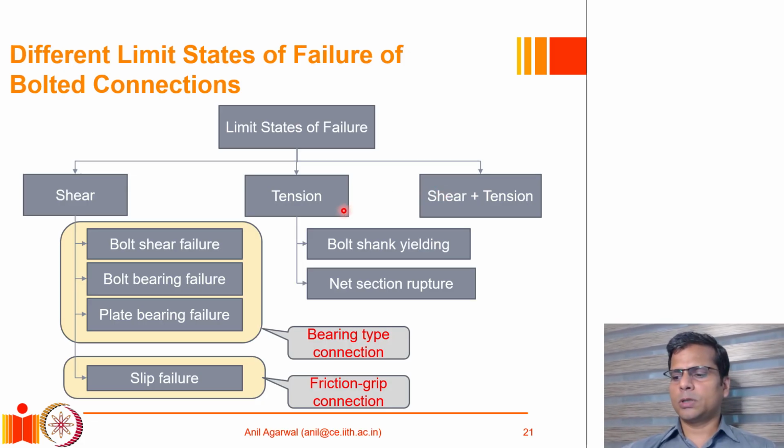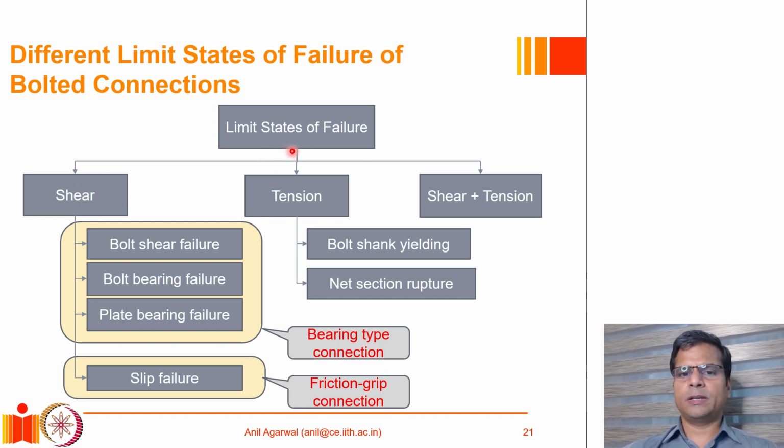Now we will talk about the actual design process for a bolted connection. First, in this chapter, we will study how to design a single bolt, and the bolt group design we will do towards the third section of this course. Before we design a bolt, we have to understand what are the different ways a bolt can fail.